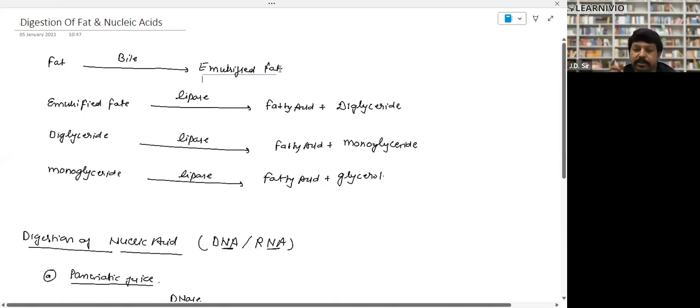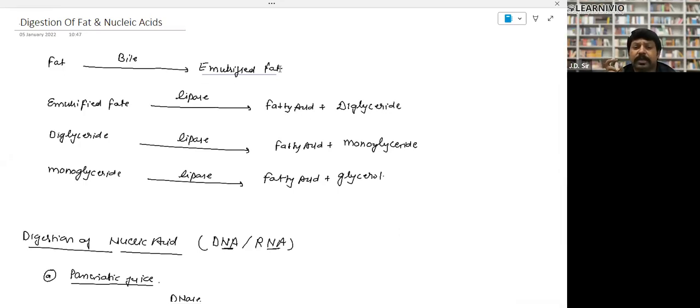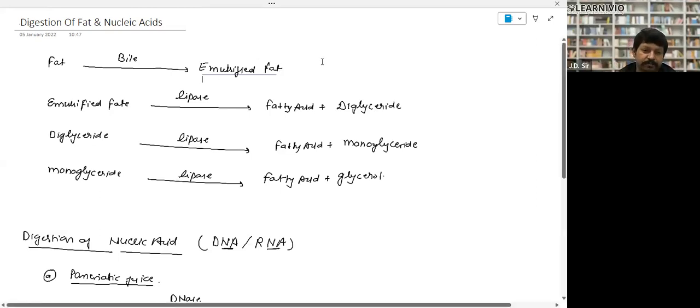What does bile do? Bile is a basic substance, and bile salts reduce the surface tension. They emulsify it, meaning they mix the fat with the water, so they make the emulsion. Emulsified fat is digested by lipase, the main enzyme. It converts fat into fatty acid and diglycerides. Then diglycerides are broken down by the same enzyme, lipase, into fatty acid and monoglyceride. Monoglycerides are again broken down by lipase into fatty acid and glycerol.